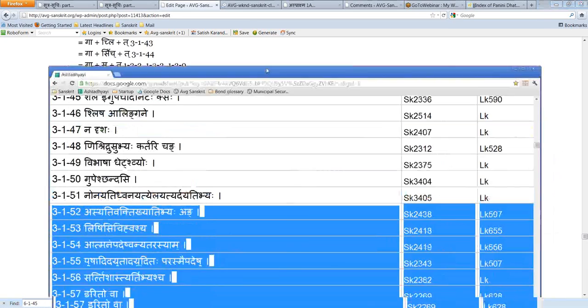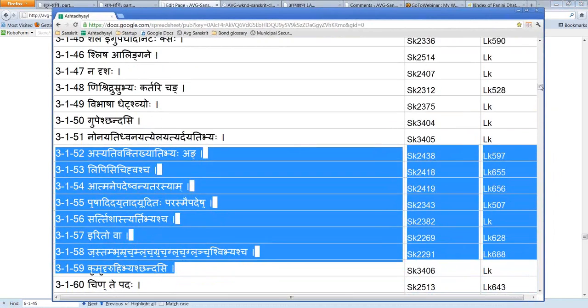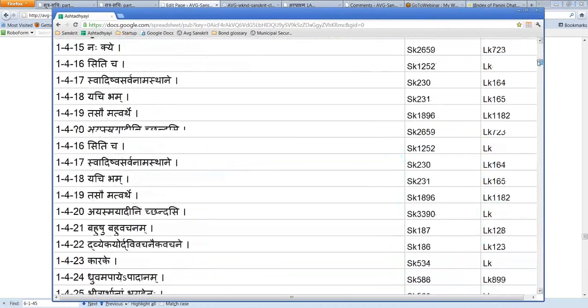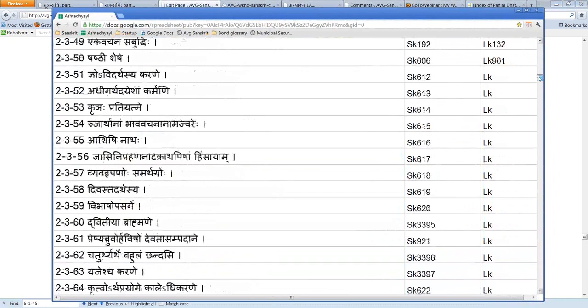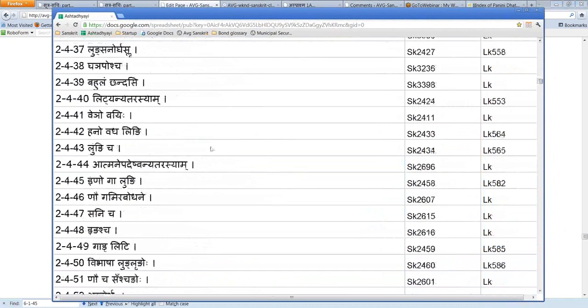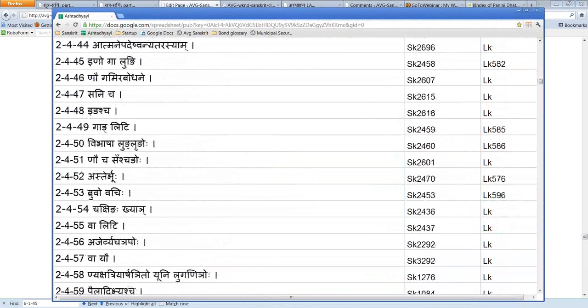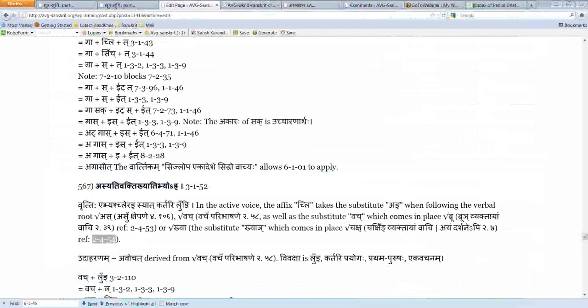This kya comes in place of chakshing. Place of chakshing comes kya, by 2454. By chakshing, kya. Now, one small technical point here is, what about the dhatu kya itself?